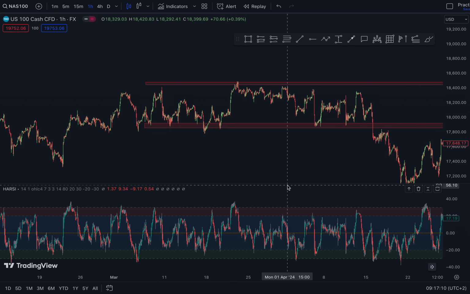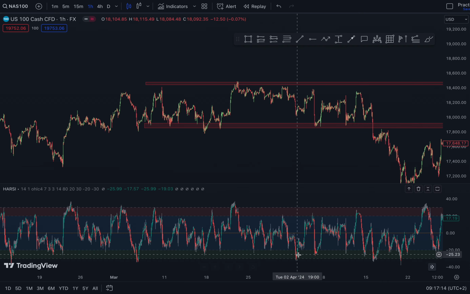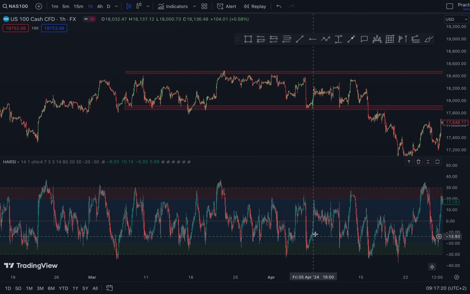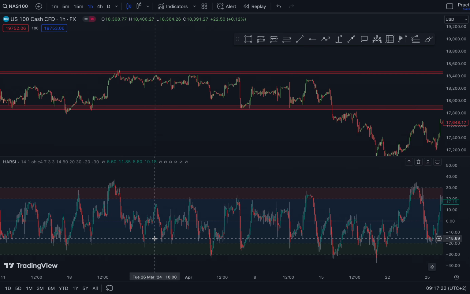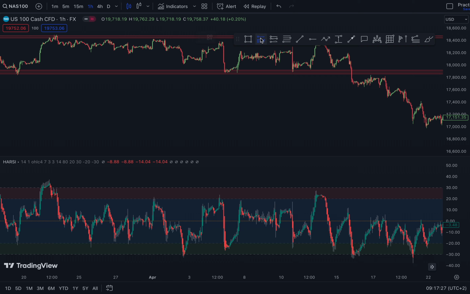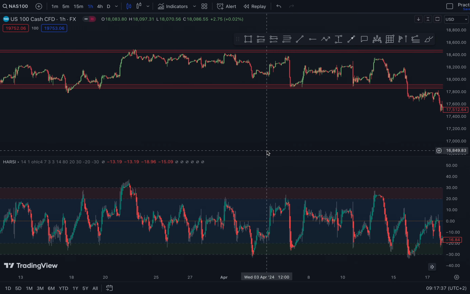Now, second step is to wait for price to become oversold as such at the bottom when it reaches the green, or overbought in a red area. So when it's oversold, you need to wait for a green candle to confirm a buy, and when it's overbought, you need to wait for a red candle to confirm a sell. And at the same time, it needs to be at a key level that you've drawn.